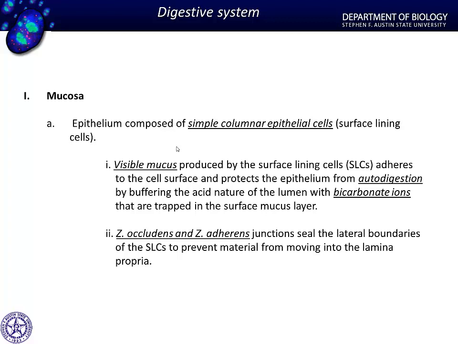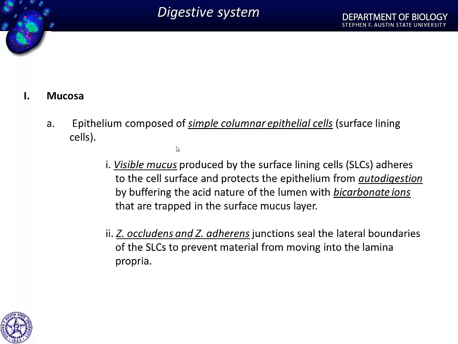Now, this visible mucus is going to adhere to the surface of the cell, and it's going to protect the epithelium from autodigestion. The way it does that is that these cells produce bicarbonate ions, and they trap those in that mucus layer. So when the hydrochloric acid encounters the bicarb, it neutralizes the acid, and therefore it does not destroy the cells.